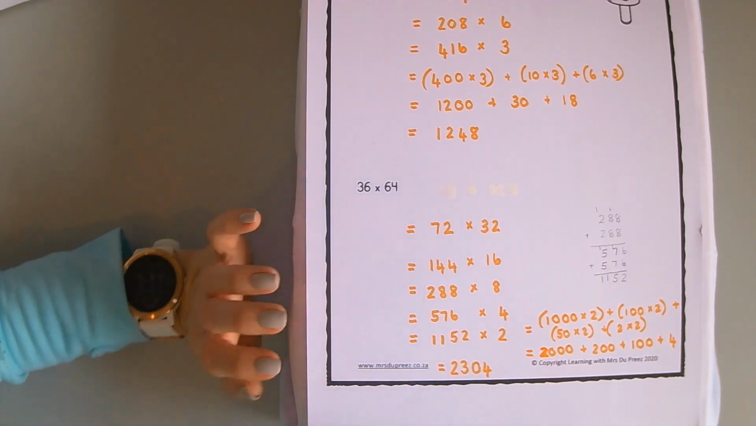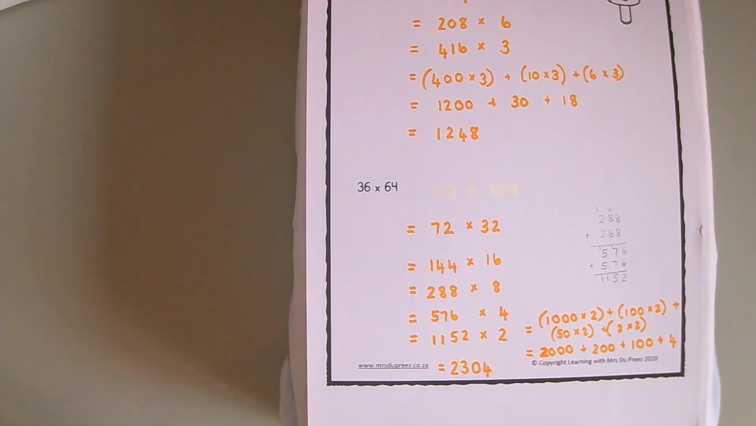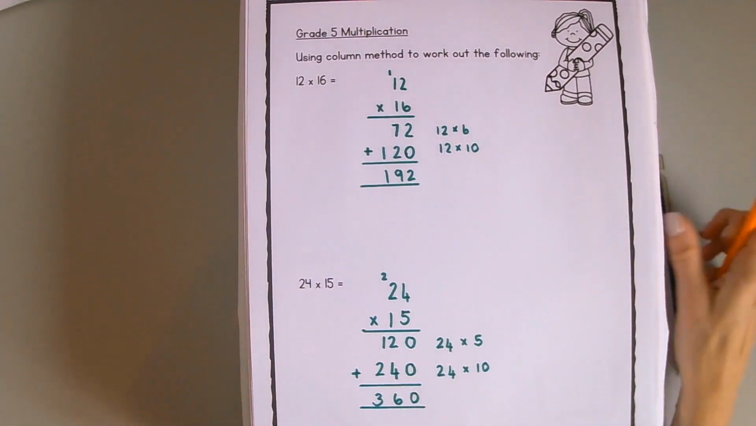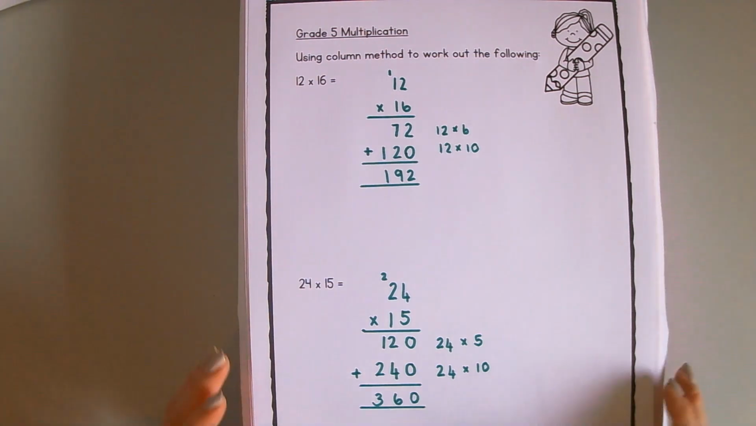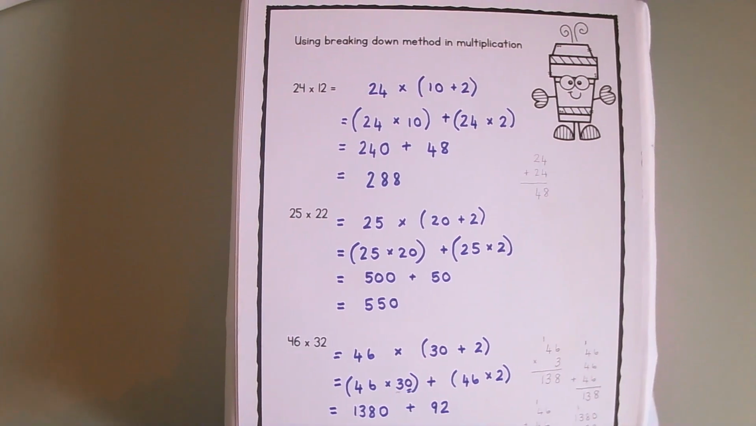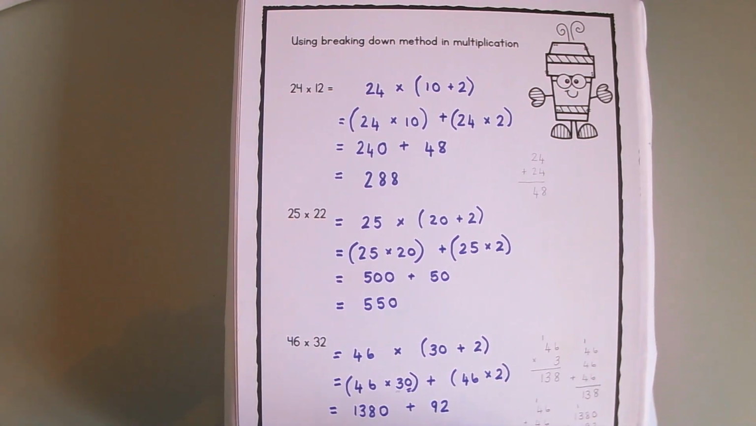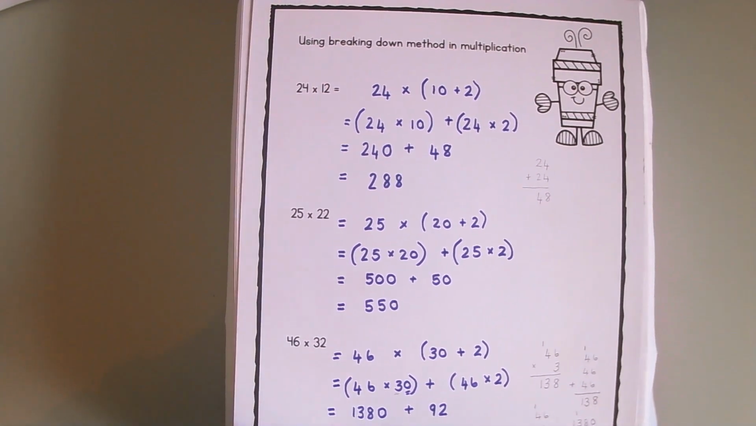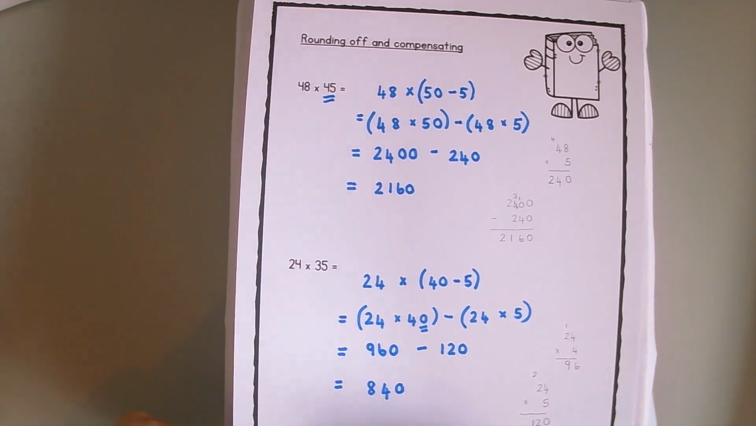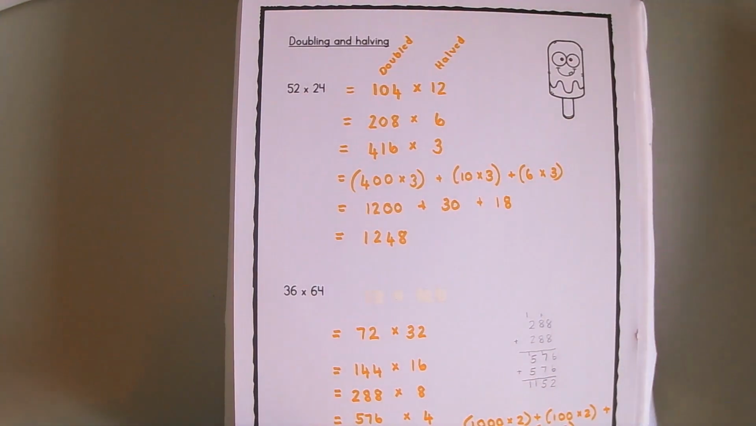So you have 4 options to choose from. You can either use column method. Okay, so just a reminder, here's your column method. Okay, column method, ready and waiting. This is a nice way of doing it. If you prefer, you could also use the breaking down method. So this is just a reminder of which one's the breaking down method. And if you are not too keen on that one, you have the option of doing rounding off and compensating. And again, your last one here is doubling and halving.